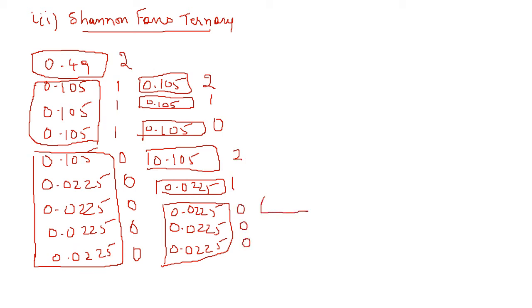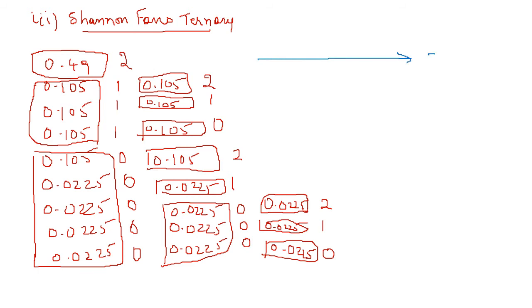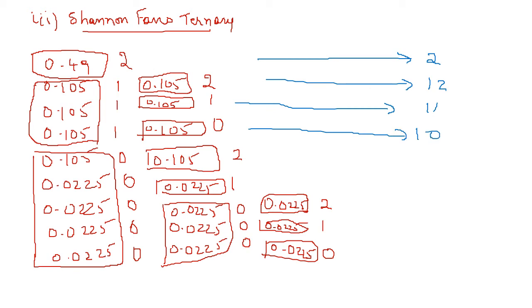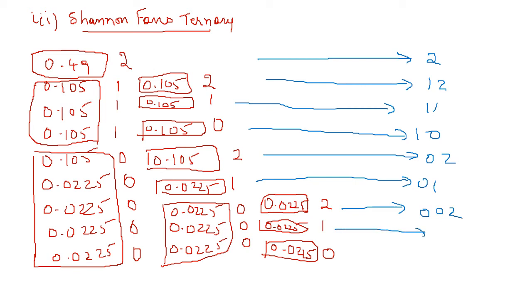Then the next last grouping is this value, where we group it as 0.0225, 0.0225 and 0.0225. Now assign it with 2, 1 and 0. Now you are going to read the code row-wise. The first row gives the code 2, the next row 1 2, the third row 1 1, the fourth row 1 0, the next row 0 2, the next row 0 1, the next row 0 0 2, the next row 0 0 1, and the last row code will be 0 0 0.